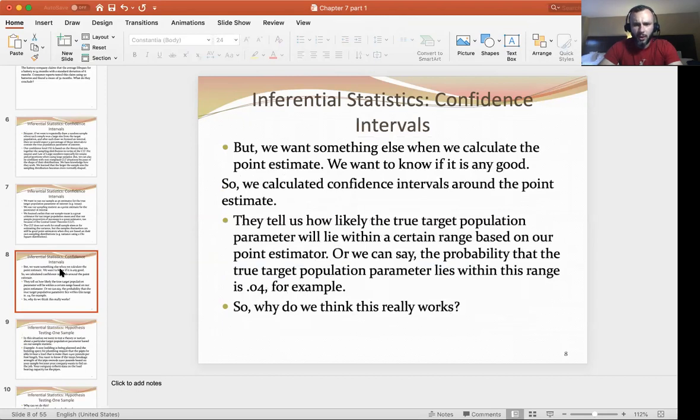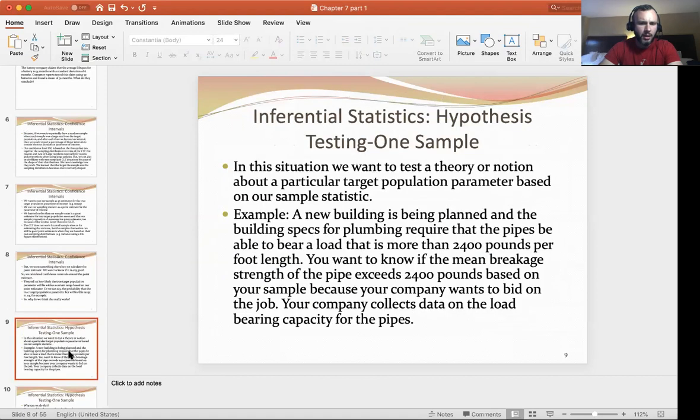And so we can use a calculation to tell us exactly how likely it is that our true target population parameter will lie within a certain range. We do this with one sample, which we have done. An example of this: a new building is being planned and the building specs for plumbing require that the pipes be able to bear a load of more than 2,400 pounds per foot length. You want to know if the mean breakage strength of these pipes exceeds 2,400 pounds. Obviously, if it's less than 2,400 pounds, big deal, because that's what the pipes are designed to handle. But if it's more than 2,400, that's what we care about. So this is a great example of a one-tailed test.